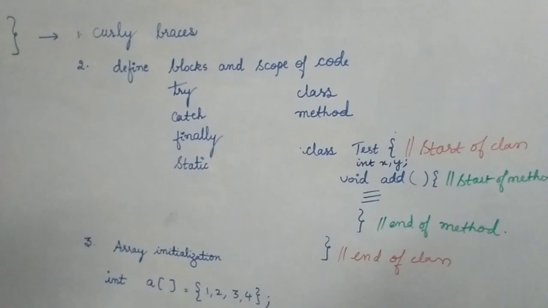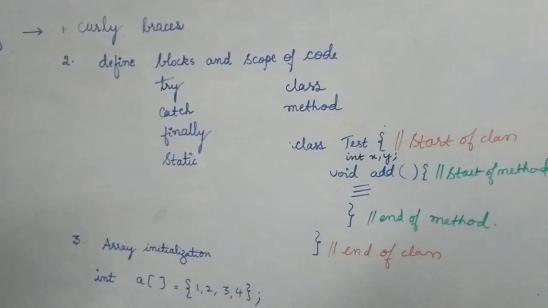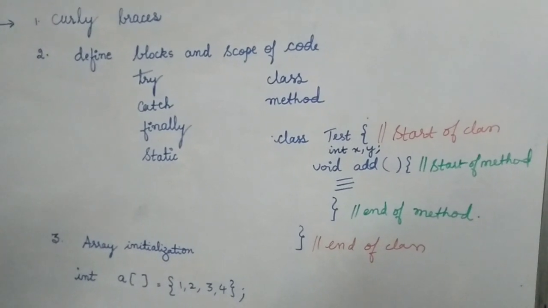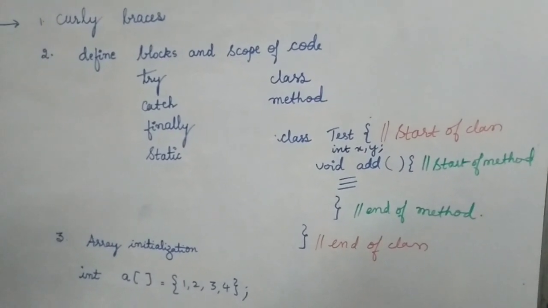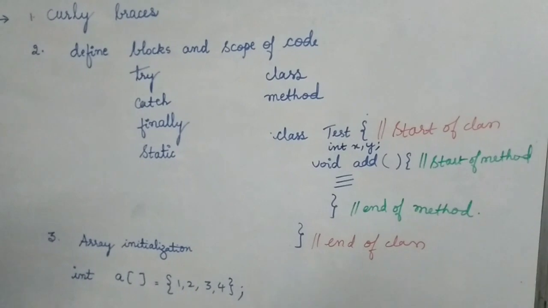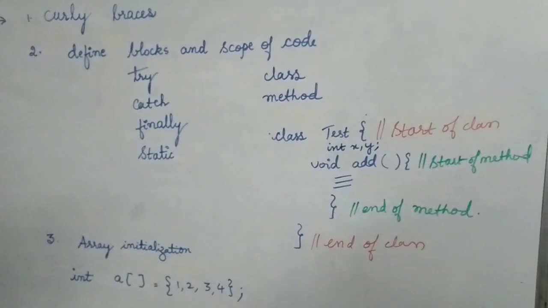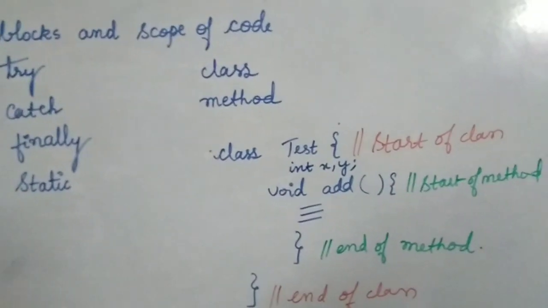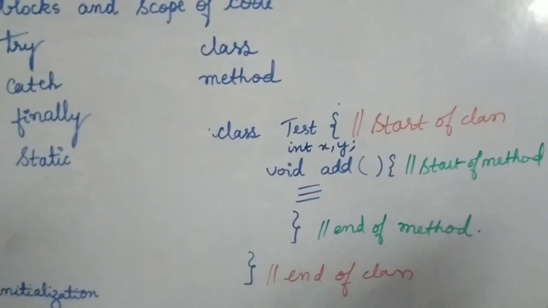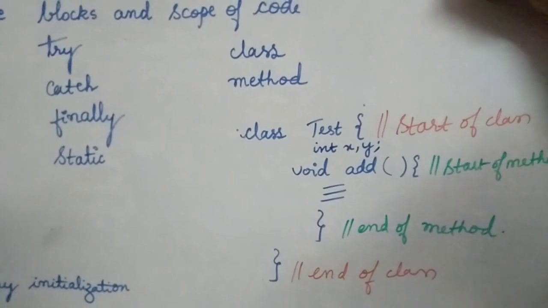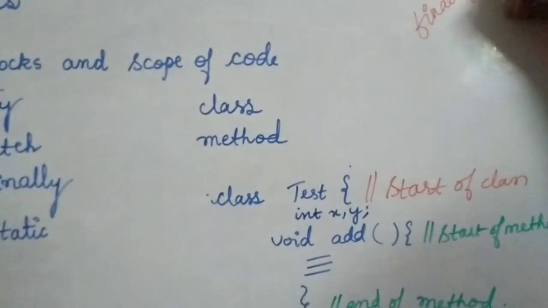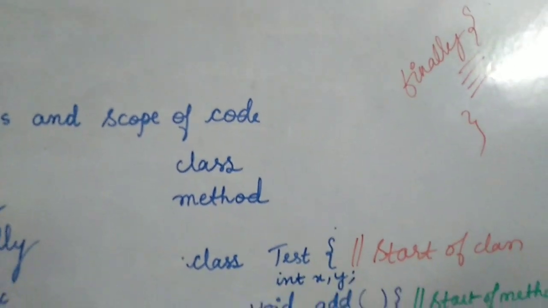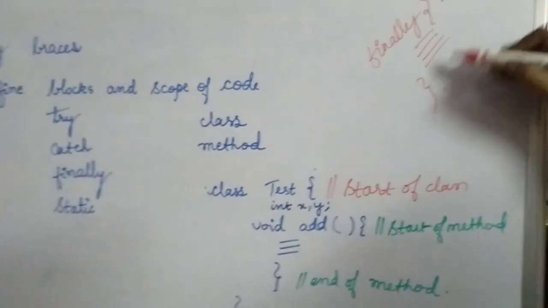If you use an open bracket and forget the closing bracket, your compiler will catch it and a compilation failure will occur. So you always have to remember that they have to be used in pairs. For the finally block, you can write finally, then an open bracket, write the code, and then put a closing bracket. This is called the finally block.